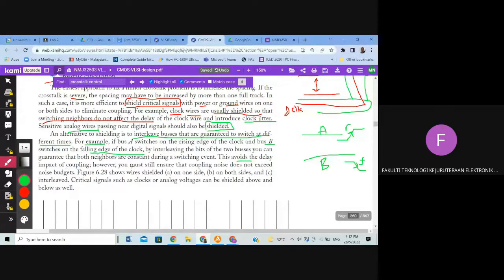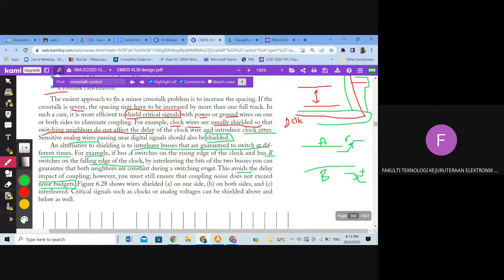However, you must still ensure that the coupling noise does not exceed the noise budget or noise margin. That's what I mentioned to you. So the designer also needs to know the noise budget, which is the maximum tolerable amount of noise for that particular chip design. To know the details, you can explore further what noise margin or noise budget is.